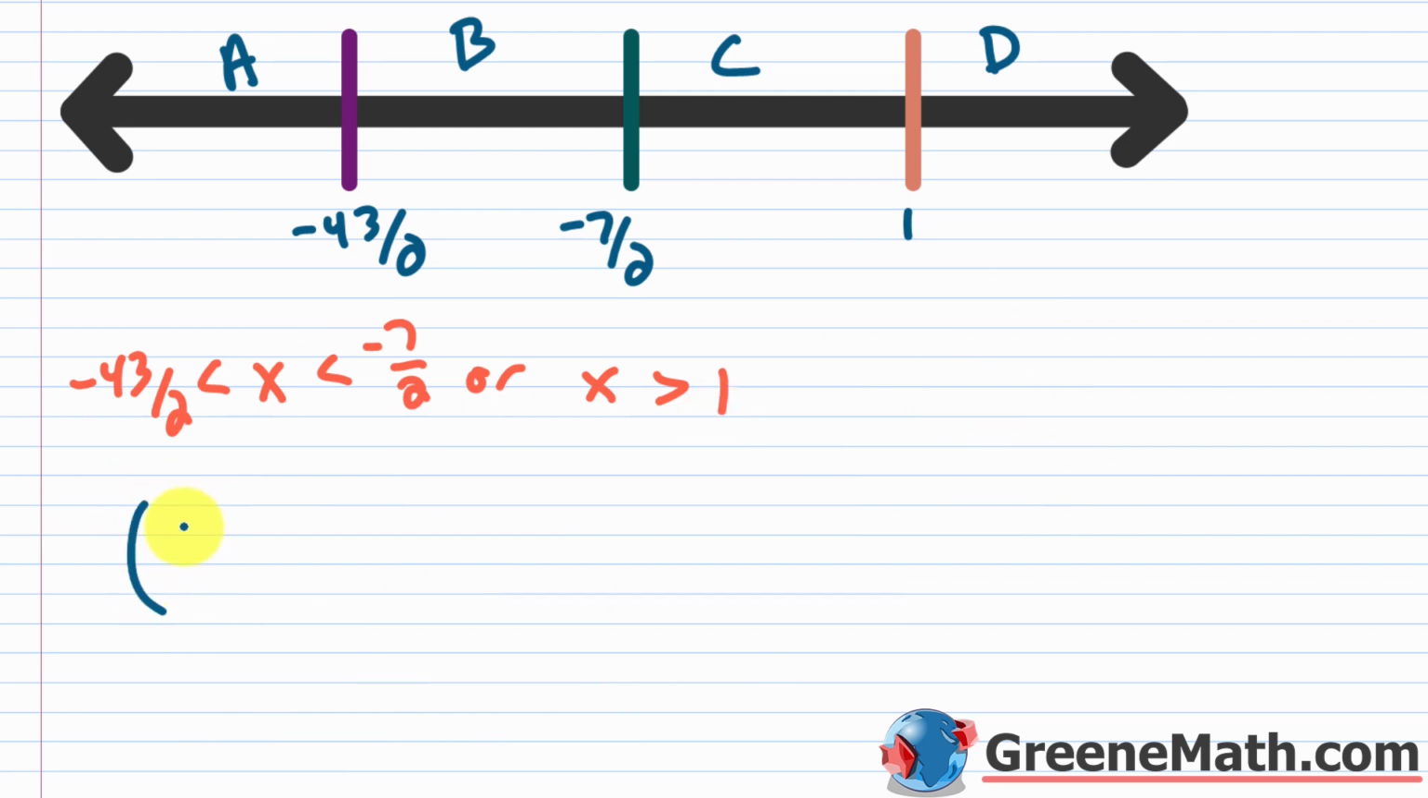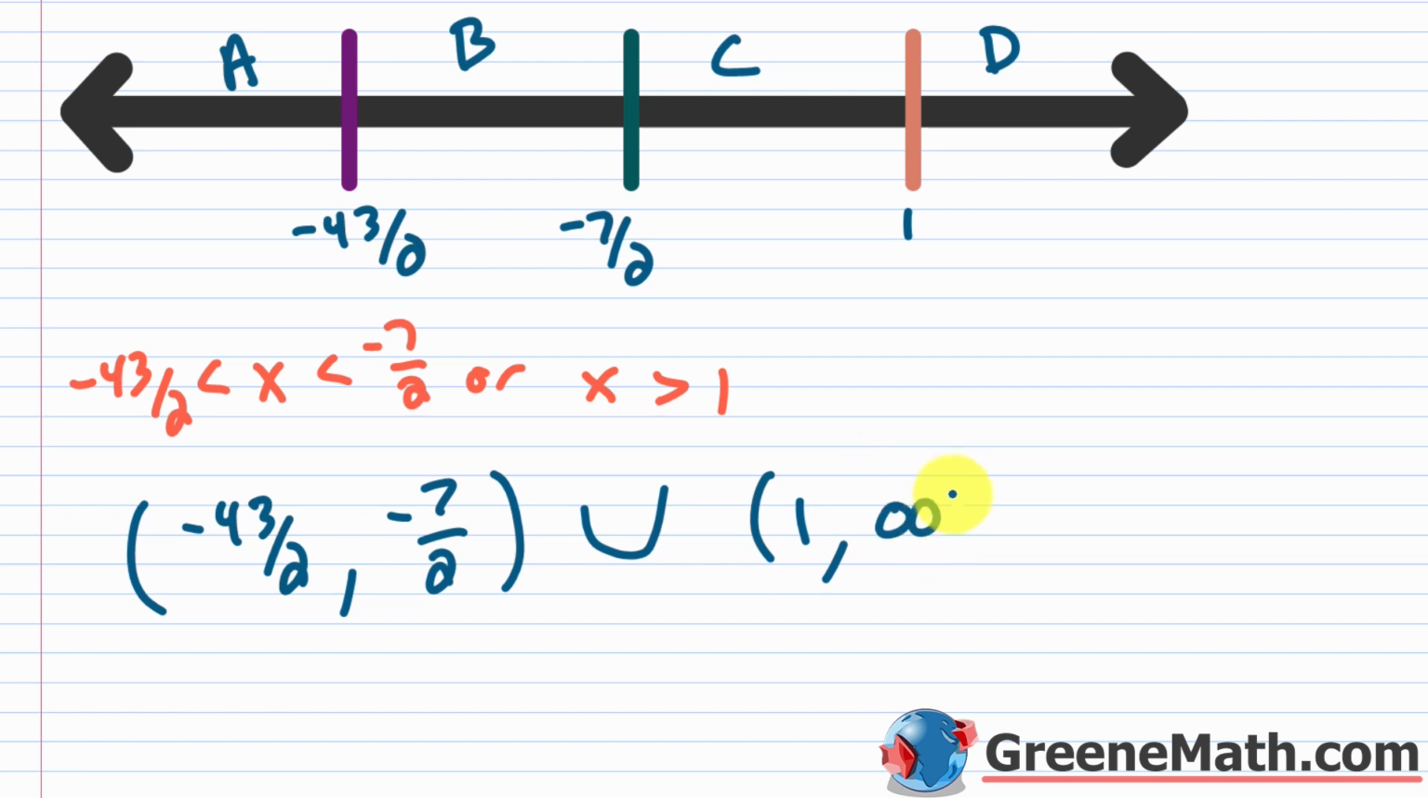So I'm going to put a parenthesis, so negative 43 over 2, this is not included. And then this goes up to and does not include negative 7 halves, so another parenthesis. And the union with anything greater than 1, so a parenthesis, and then out to positive infinity.